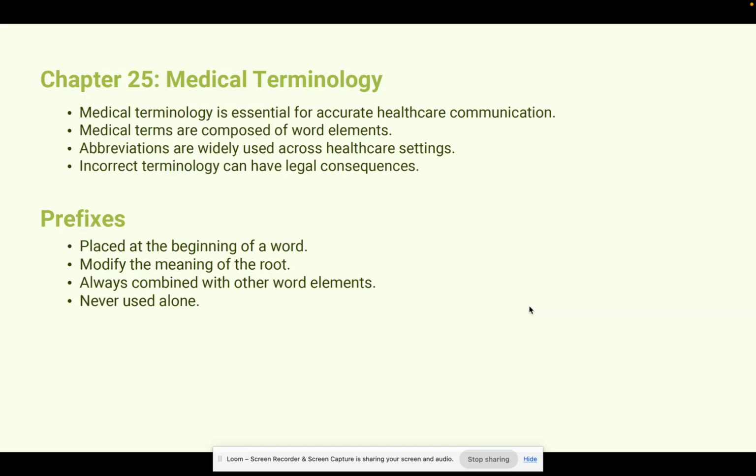Prefix, right? A prefix is placed at the beginning of the word and modifies the meaning of the root word. It's always combined with another word element, so it is never used alone, okay? It is never used alone. I'm just giving you an idea of how medical terminologies are created. As I mentioned, the prefix is the first one. It is usually placed at the beginning of the word.